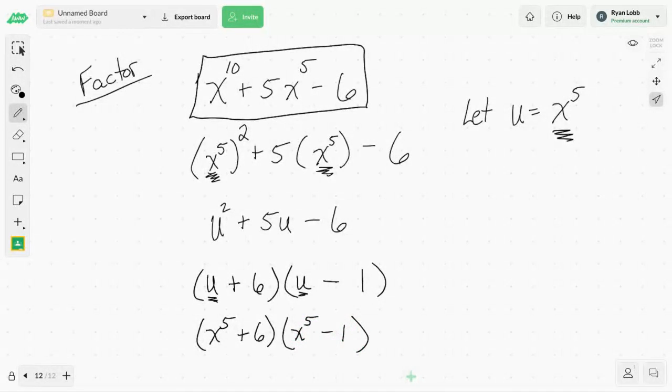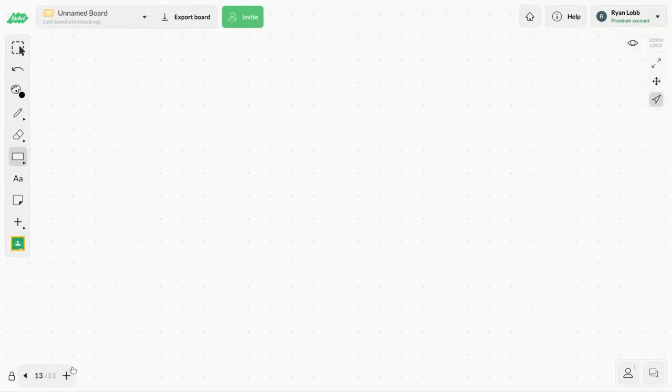Okay. And now we say, does this factor anymore? The answer is no. So we have factored that quadratic form. We factor it basically using the same technique that we did for factoring quadratics, even though it's not a quadratic function, but it has the form of a quadratic function. Okay. Let's look at another one.